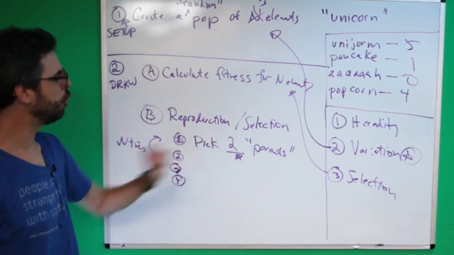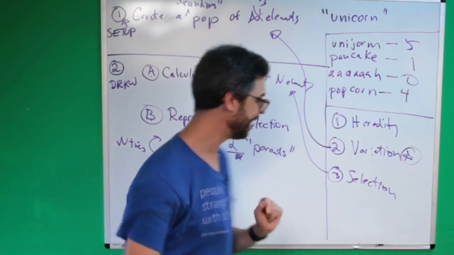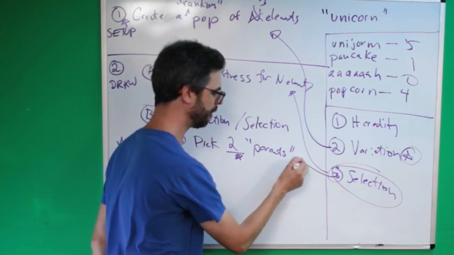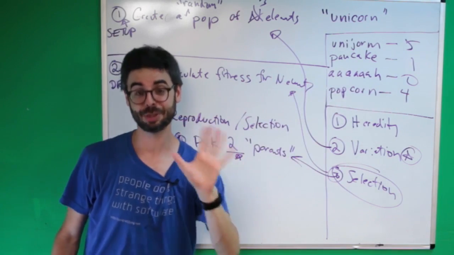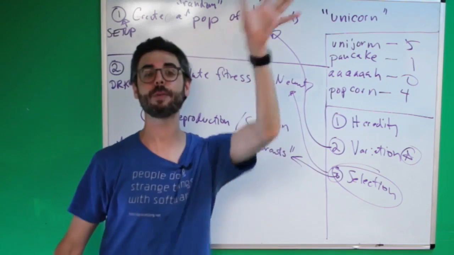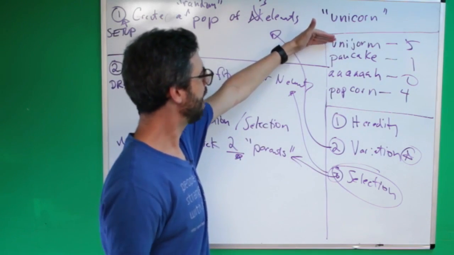So how are those 2 parents picked? Well, this is an interesting thing. And by the way, we're really talking about selection here. We're now in the third principle here. The way that those two parents are picked, there's a bunch of different ways, by the way. First of all, you could just say, you know what, I'm only going to ever pick the top two scoring parents. So I'm going to pick Unijorm and Popcorn.